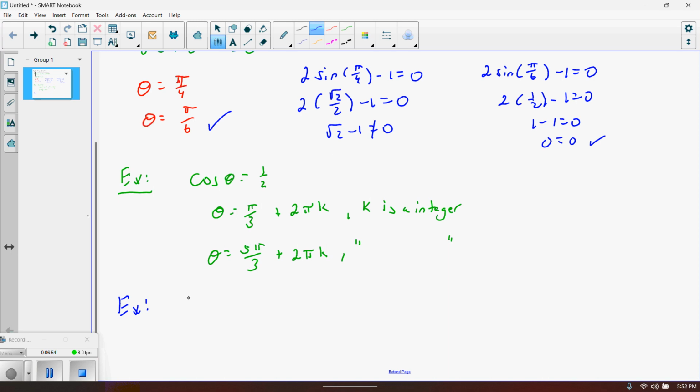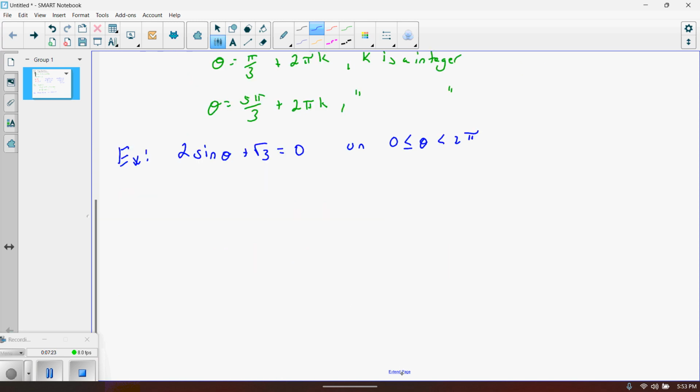For example, let's solve 2 sine of theta plus the square root of 3 is equal to 0, but we only want this to be on the domain from 0 to 2 pi. So basically we're saying where does this occur, but only within the standard one unit circle. So this one's a little bit easier because we're just trying to find those values.